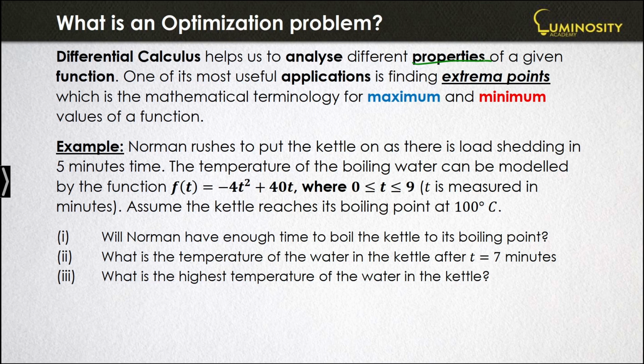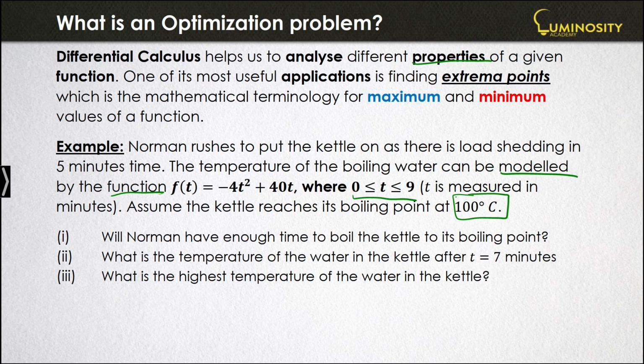Norman rushes to put the kettle on as there is load shedding in 5 minutes' time. The temperature of the boiling water can be modeled by an appropriate function. So there's the power of functions. The function is given as f(t) = -4t² + 40t, where t ranges between 0 and 9, and t is measured in minutes. Assume the kettle reaches its boiling point at 100 degrees Celsius. So f(t) is measuring the temperature of the boiling water at any given time t.